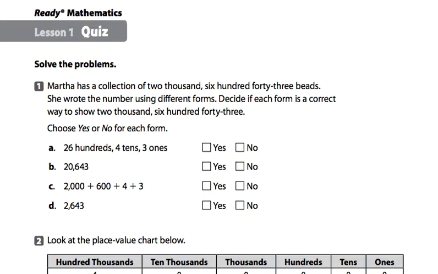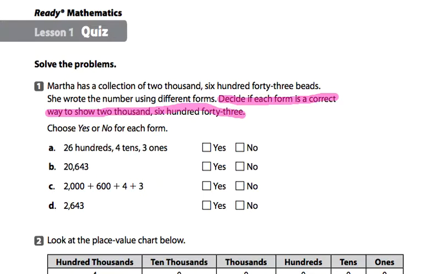All right, let's read it again. Martha has a collection of 2,643 beads. She wrote the number using different forms. Decide if each form is a correct way to show 2,643. All right, let's go ahead. I want you to grab your pencil and underline your question, or actually in this it's directions. Decide if each form is a correct way to show 2,643. Those are your instructions.